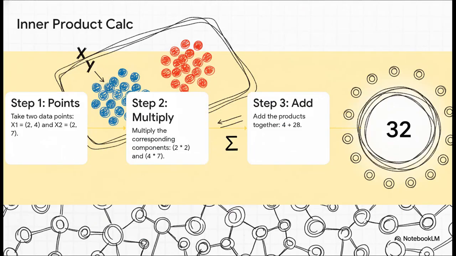And the best part is, an inner product is a super simple calculation. Let's just grab two of our original data points, x1 and x2 from the table earlier. To get their dot product, you just multiply the first numbers together, then multiply the second numbers together, and add the results. So you've got 2 times 2 plus 4 times 7, and that gives you 32. That's it. The SVM algorithm just needs a whole bunch of these simple little numbers to work its magic.